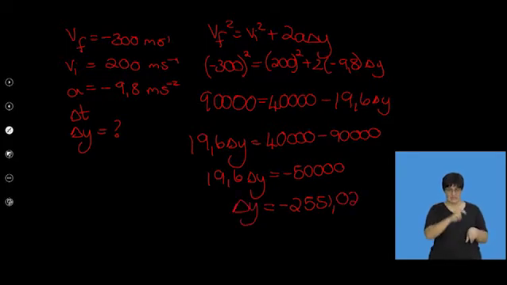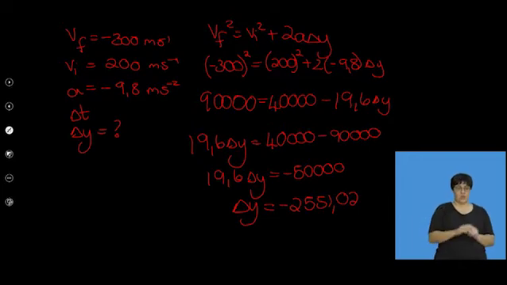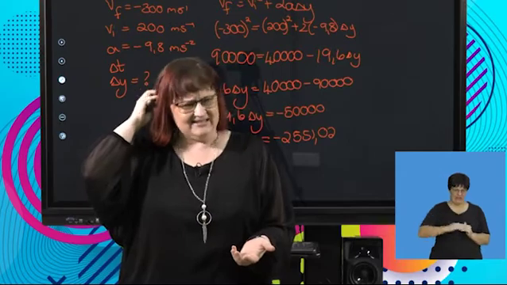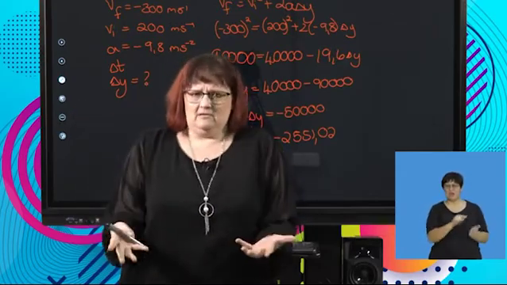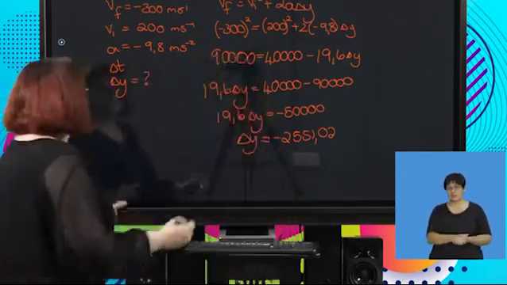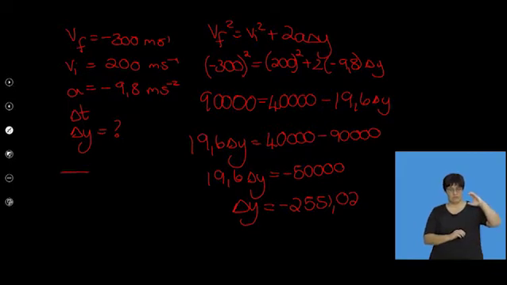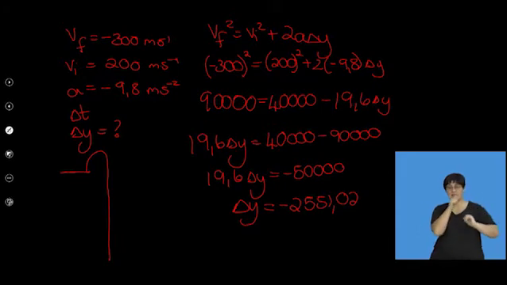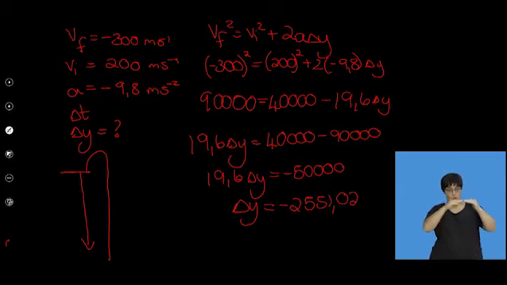We need to interpret this now because delta y is negative. And now you're going, but they asked for a height. How can it be negative? Remember, my balloon was here and it drops down. So this negative is telling me that it ended 2,551 meters below where it started. They wanted the height of the balloon. We need to interpret this answer.